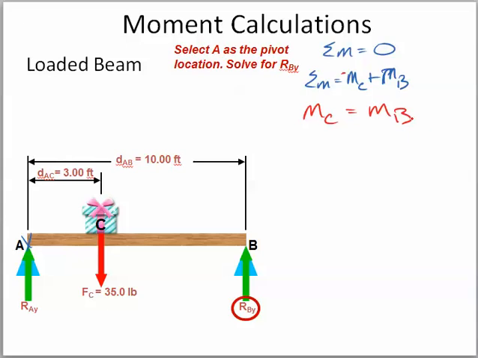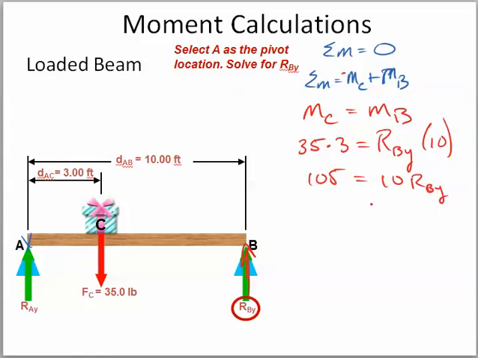That might be a little confusing, but again, what is the moment of C? It's force times distance. The force is 35 pounds times the distance of 3 feet. The moment over here, well, what is the force pushing up? We're calling that RBY, the reaction force on B in the Y direction. How far away is that? It's 10 feet away. So 35 times 3 is 105, which equals 10 RBY.